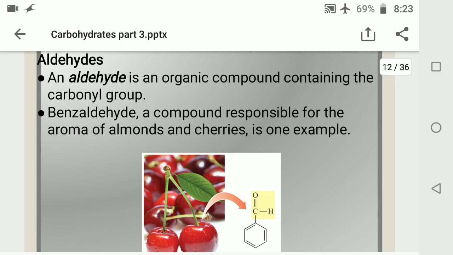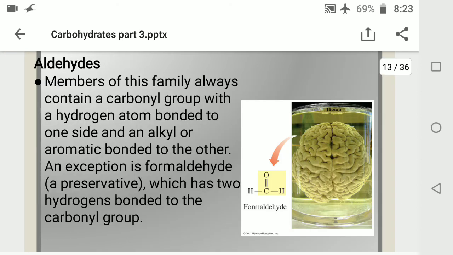An aldehyde is an organic compound containing the carbonyl group. Benzaldehyde is a common compound responsible for the aroma of almonds and cherries, as one example. Now you can get the idea about the aroma of cherries and almonds. It is nothing but because of benzaldehyde. Aldehydes, members of this family, always contain a carbonyl group with a hydrogen atom bonded to one side and an alkyl or aromatic group bonded to the other.